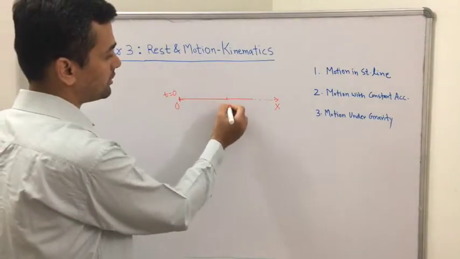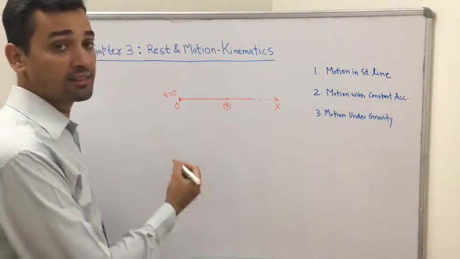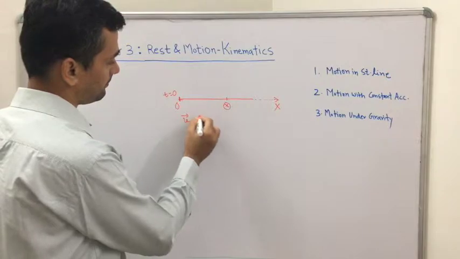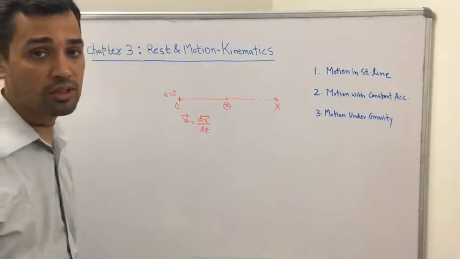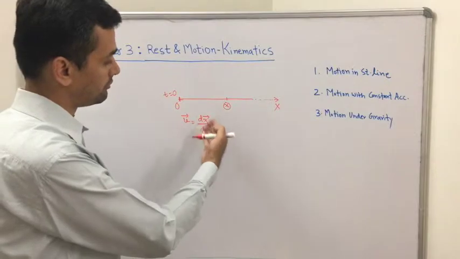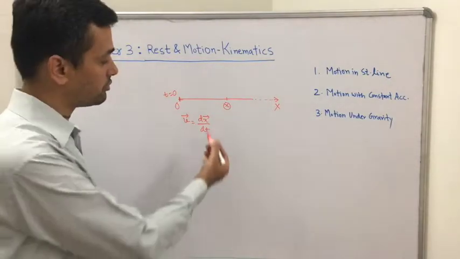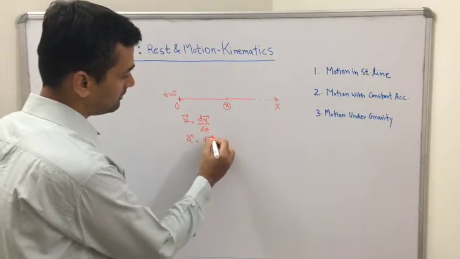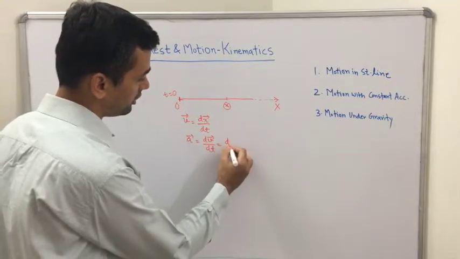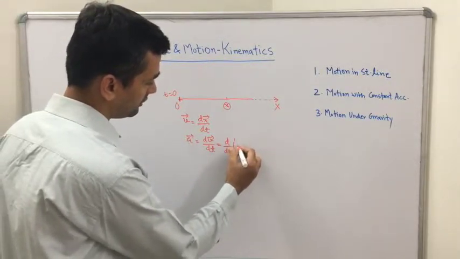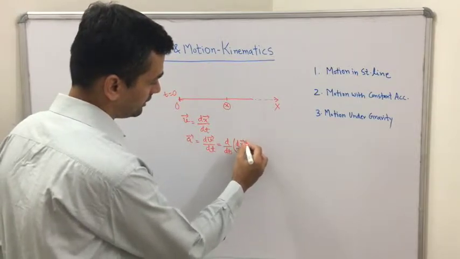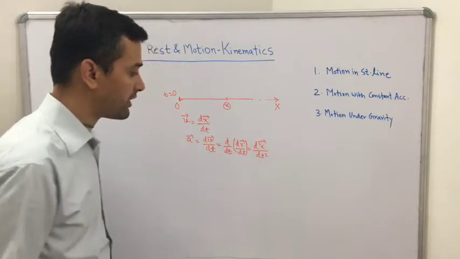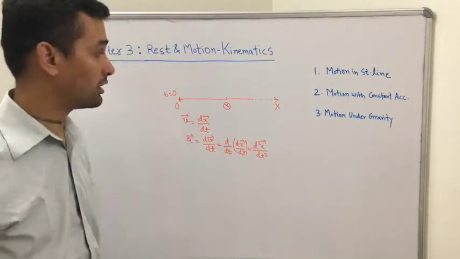So the displacement is given by the x coordinate, and the velocity then becomes dx by dt. The rate of change of x with respect to time gives me the velocity, and also the acceleration is given by dv by dt, the rate of change of velocity, or d by dt of dx by dt. So this becomes d square x by dt square. So double differentiation of x gives me the acceleration of the particle.